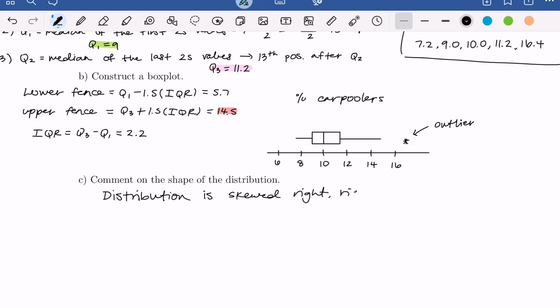We'll say the right whisker, it's not how you spell whisker, is longer than the left, and we have an outlier on the right side.